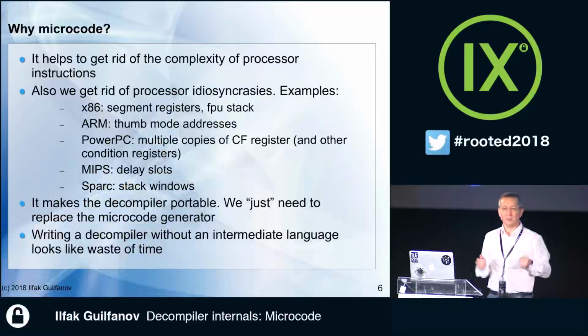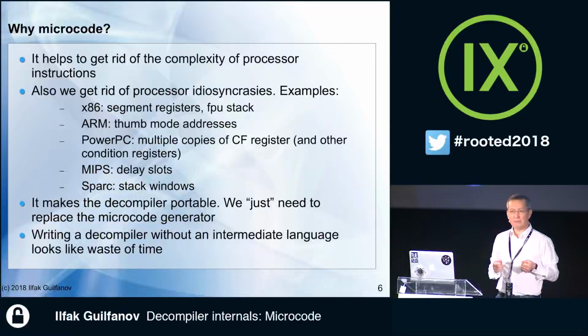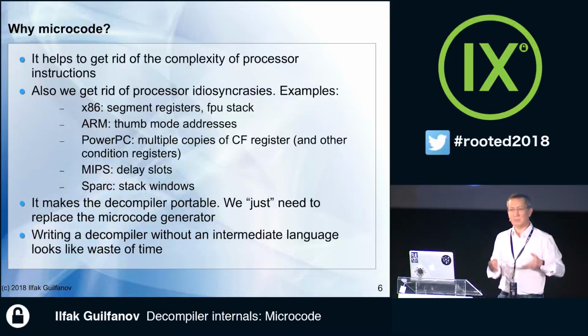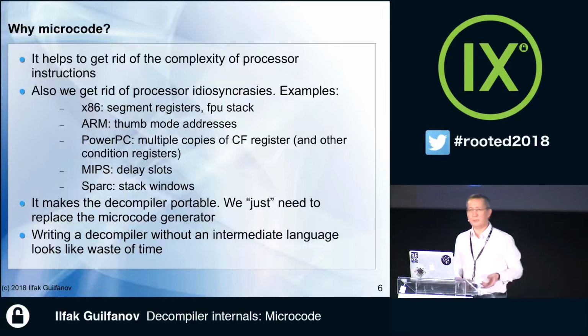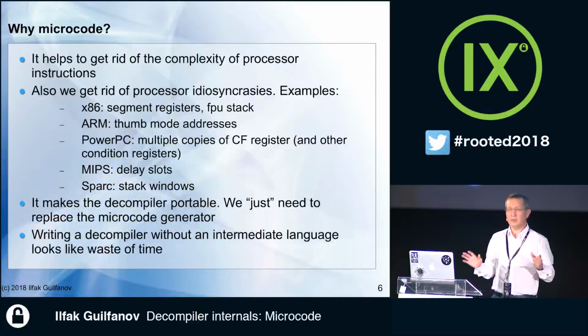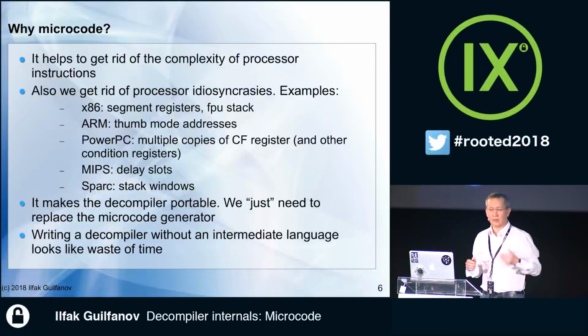PowerPC has multiple copies of the carry flag, which is kind of unusual. Usually we have only one carry flag. MIPS has delay slots and things like that. If you want to make a portable decompiler that can be retargeted and used for another processor, then we had better not work directly with the processor instructions, but work with our own language that will help us implement the analysis only once, and then we can reuse it for other processors.